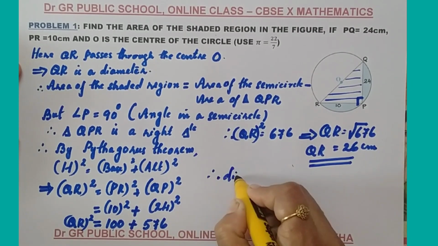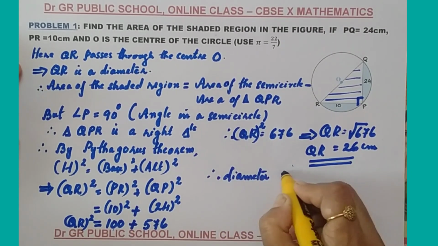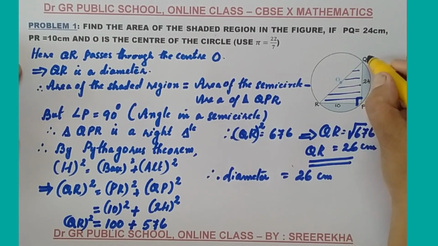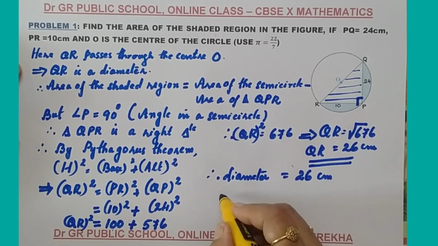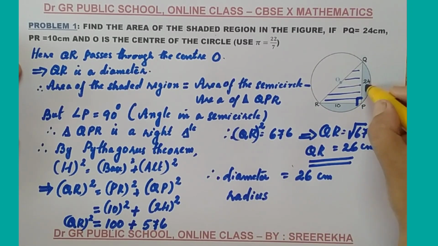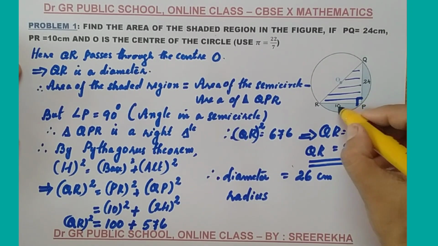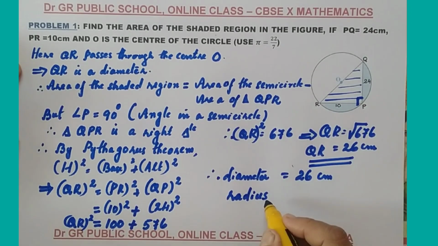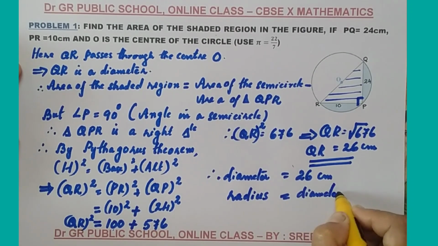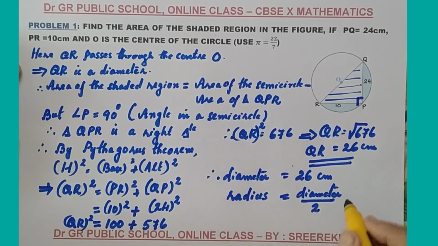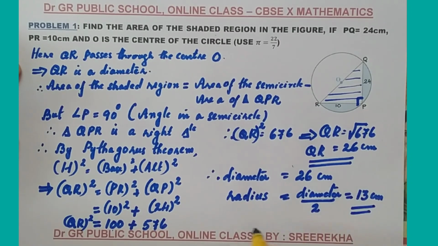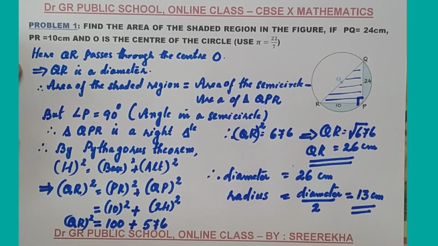Therefore, what you can say, the diameter of the semicircle is equal to 26 centimeter. What is QR? QR is actually the diameter of the semicircle. Why did I find the diameter? Because I want to get the radius of the semicircular region to get the area of the semicircular region. So, to get the radius of the semicircle, diameter divided by 2 is the radius. Am I right? Which is equal to 26 by 2, that is 13 centimeter. So, radius of the semicircular region is 13 centimeter.